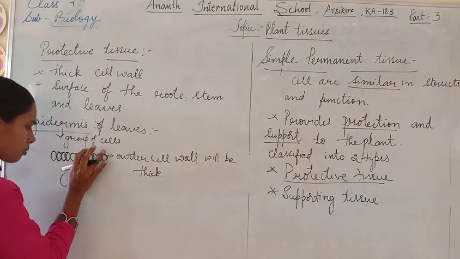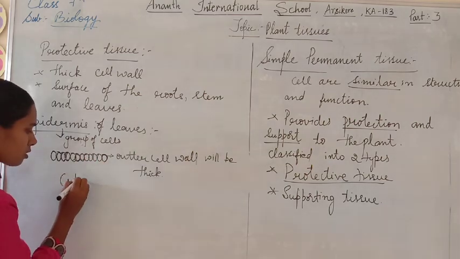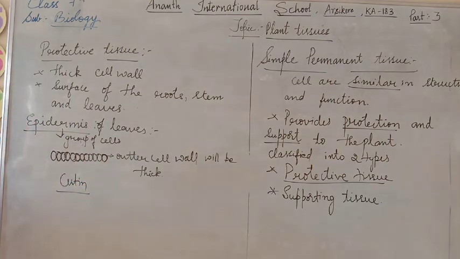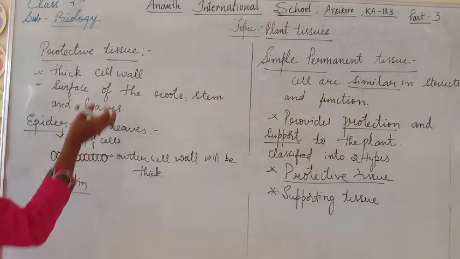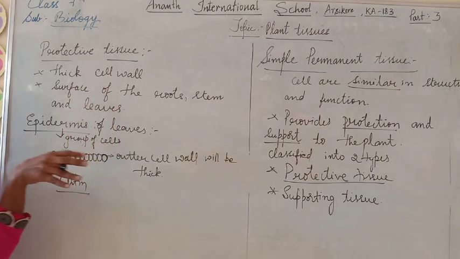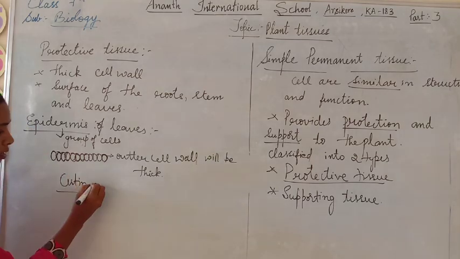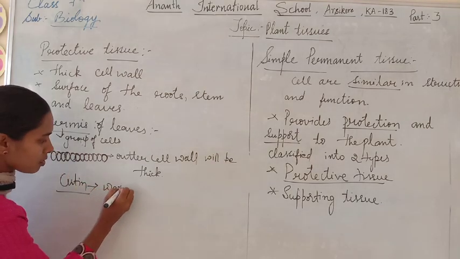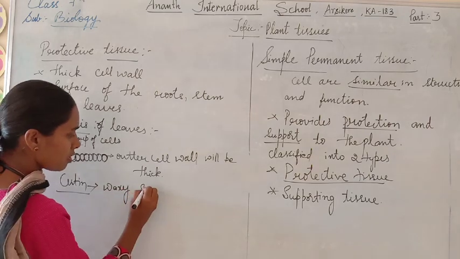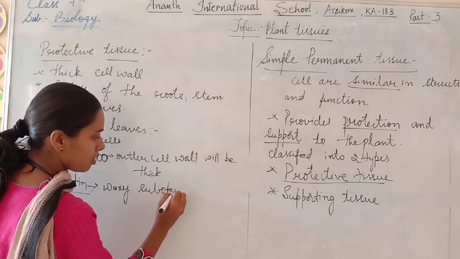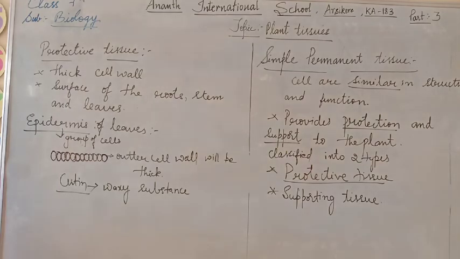What do you mean by cutin here? What is the word we are hearing? Cutin. Before, I said how the leaves never absorb water, and the water just slides down. Cutin is nothing but a waxy substance. The waxy substance present on the leaves is called cutin.